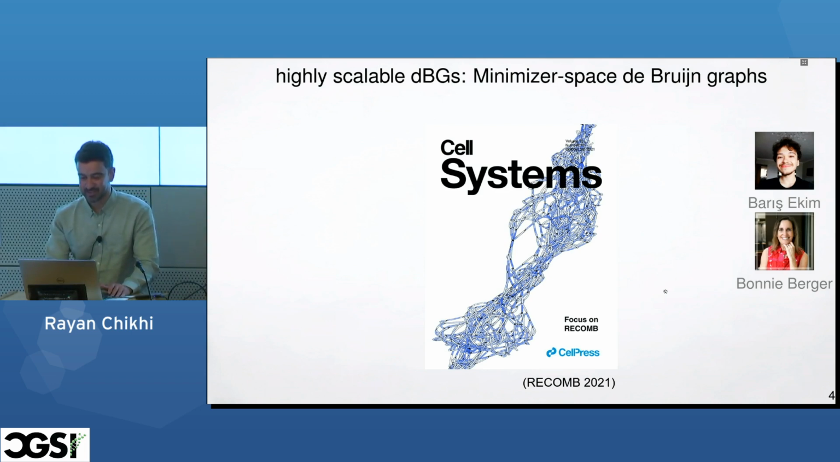want. So this third part will be about a work that is called Minimizer Space de Bruijn graph. It was presented at RECOMB 2 years ago. It was published in Cell Systems. This is in joint work with Barış Çiçek and Bonnie Berger at MIT, and I'll explain what it's about.